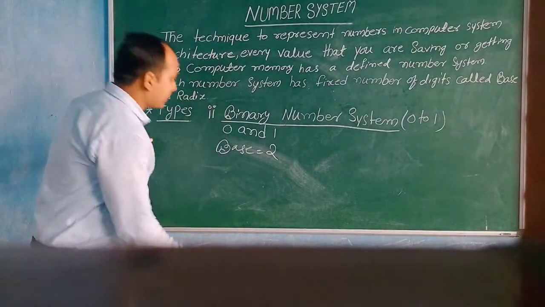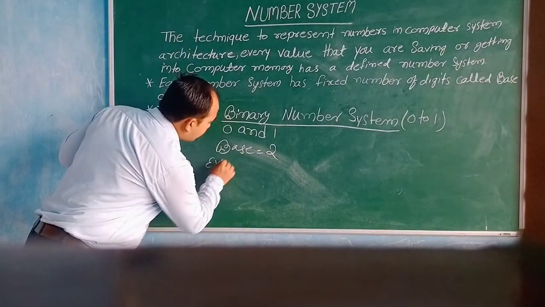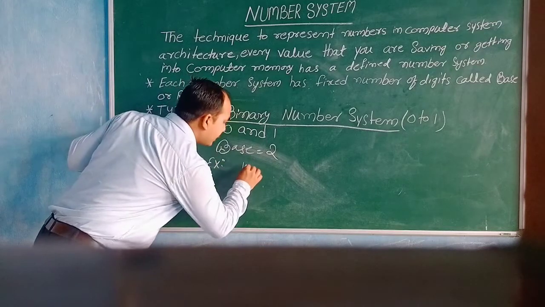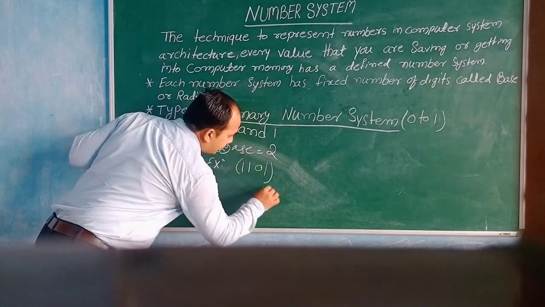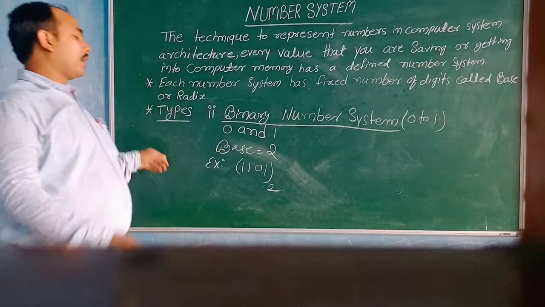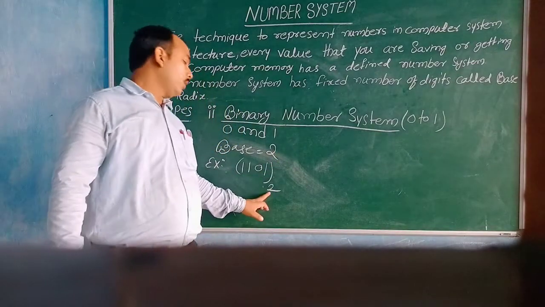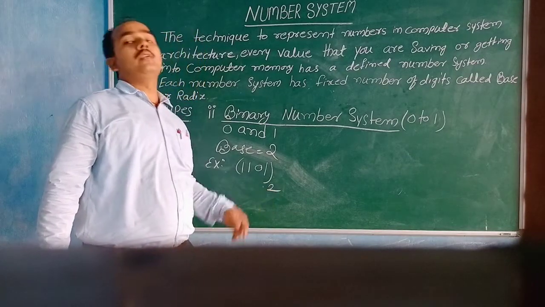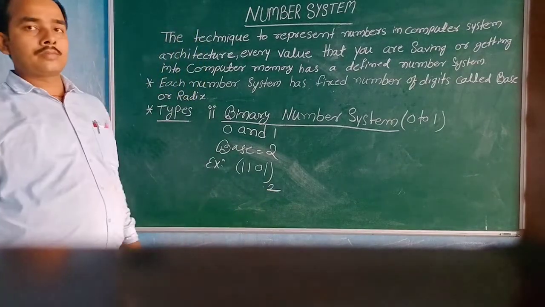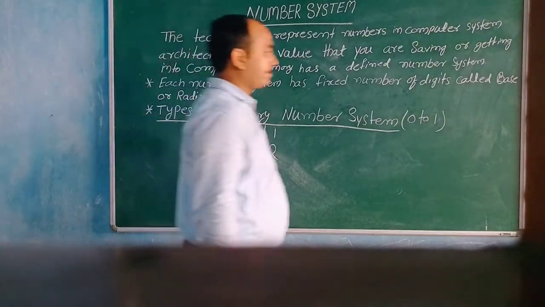So how do we represent? Examples. Suppose I am writing here 1101, and it is in the form of binary number system. How to know this is in the form of binary number system? Because here 2 is given as the base. Okay, next.